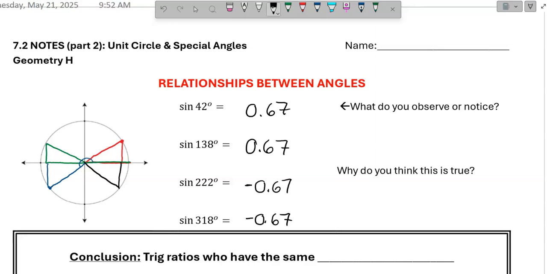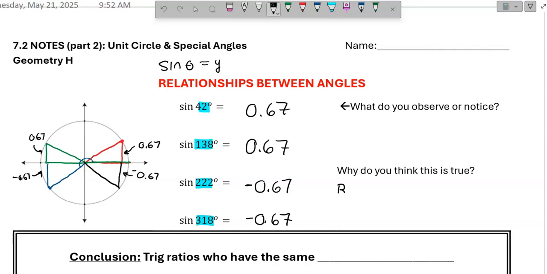And so if we look at all of the angles, what we should see here is that the y value, remember that the sine of theta is equal to y on the unit circle, this value is equal to 0.67. This value is also equal to 0.67, and then the two down here are equal to negative 0.67. And so what this tells me is that all four of these angles are the same distance from the x-axis. But there's also something all four of these have in common. All four of them are 42 degrees away from the x-axis.